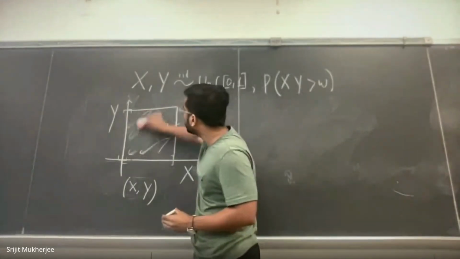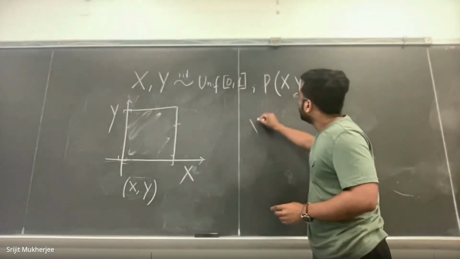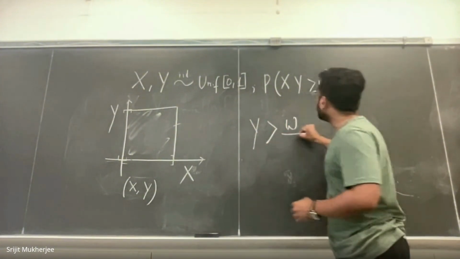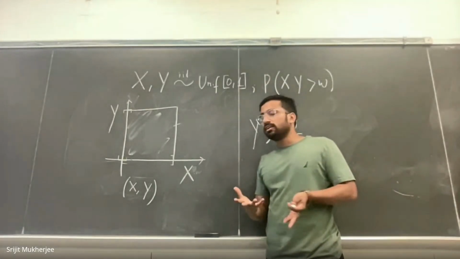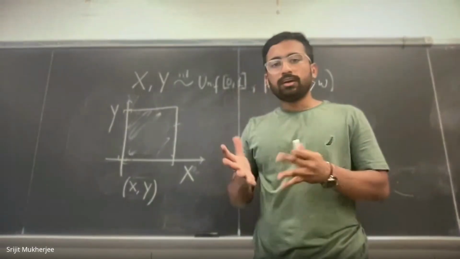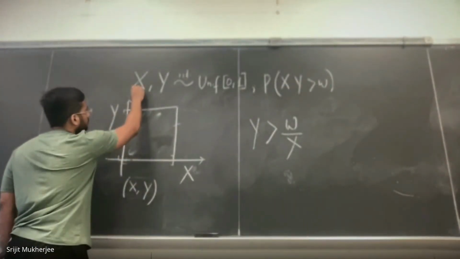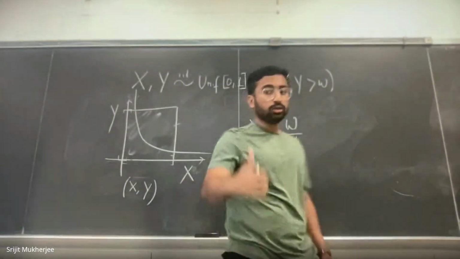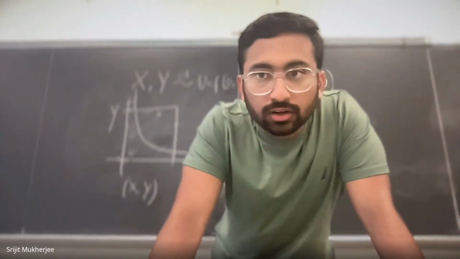So which is the region here? If you think carefully, you can say that in some sense y is greater than w by x. This is nothing but a hyperbola. If you recapitulate your ideas from high school math, this will become a hyperbola. Let's draw an approximate hyperbola like this. All good till this point of time, guys? Akshat, Rohit, and Kartavya.